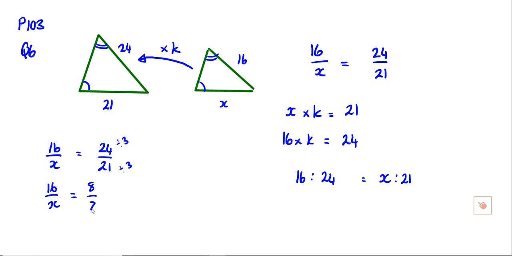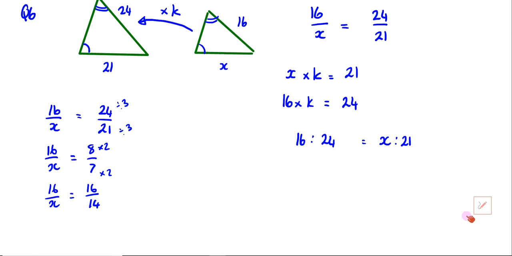Are you happy with that? Can you see now how I could get from 8 to 16? By doing what? Times it by 2. Times it by 2, top and bottom. So that would be 16 divided by x is equal to 16 divided by 14. Have we solved the problem? Yes. x equals 14. So there's my answer.